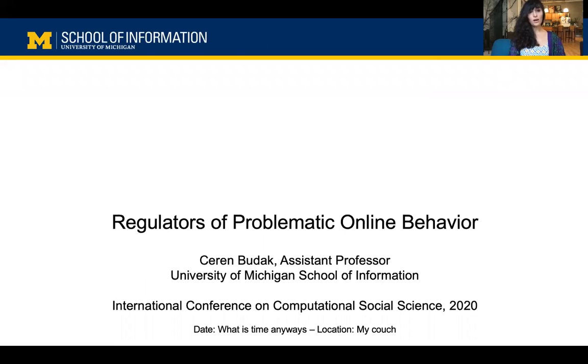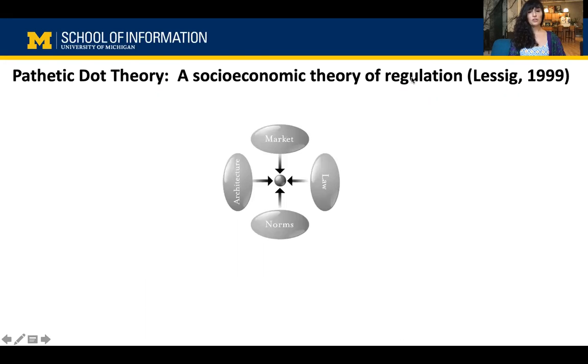In doing so, I'm going to rely on a socioeconomic theory of regulation introduced by Lessig in his 1999 book, Code and Other Laws of Cyberspace. According to this theory, called the pathetic dot theory, there are four modalities of regulation: laws, markets, norms, and architectures.